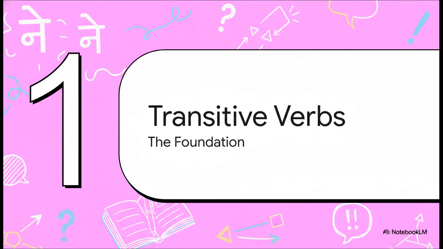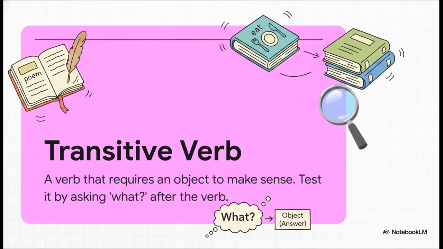We need to talk about something called transitive verbs. Now, this might be a quick recap for some of you, but trust me, it's absolutely crucial for understanding everything else today. So, what is a transitive verb? It's actually way simpler than it sounds. It's just a verb that needs an object to make sense. The easiest way to check is to just ask what after the verb. For instance, if I say I wrote, you're immediately thinking you wrote what? That answer? A poem is your object.